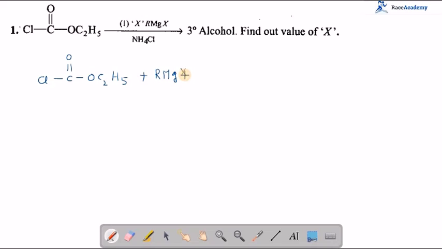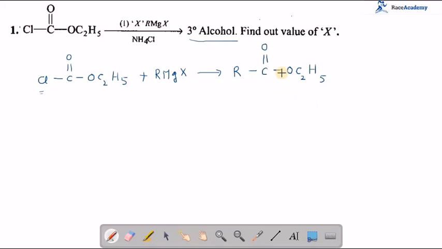For example, if you take RMgX here, the Cl will be removed first, as this alkyl group will attach to this compound and it will become R-C(=O)-OC2H5. In this way we can get a product. Then, if you keep on continuing, we will get a tertiary alcohol.